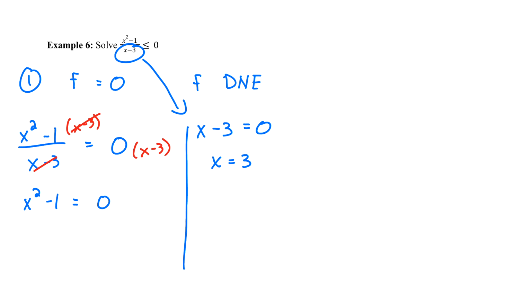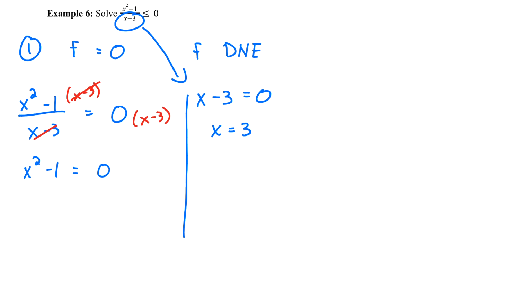This is also a shortcut that we can take here. When you're thinking about places where a rational function is equal to 0, a rational function is only going to be 0 if your numerator is equal to 0. So I can take x squared minus 1, just my numerator, and set that equal to 0 as well if you want to save yourself a step. You don't have to, but it's an option for you.